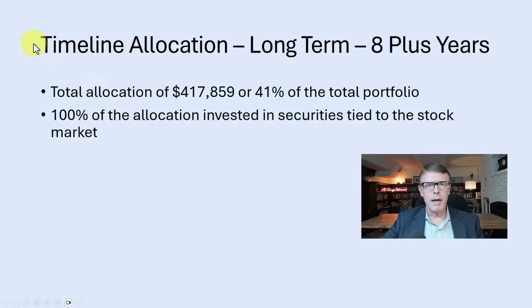Now, the last timeline, of course, is long-term, 8+ years. Out of the whole portfolio, just over $1 million, we've got $417,859, or 41% of the total portfolio allocated to this category. 100% should be invested in securities tied to the stock market to maximize the long-term growth.